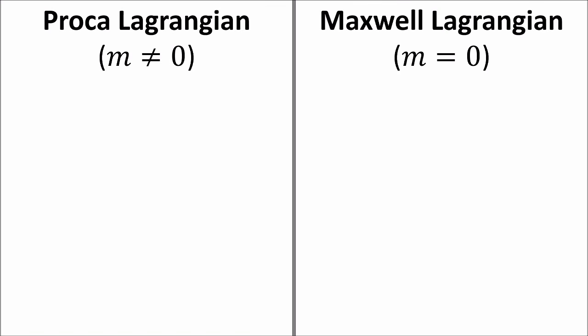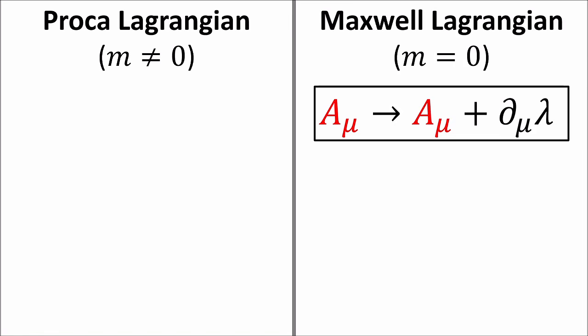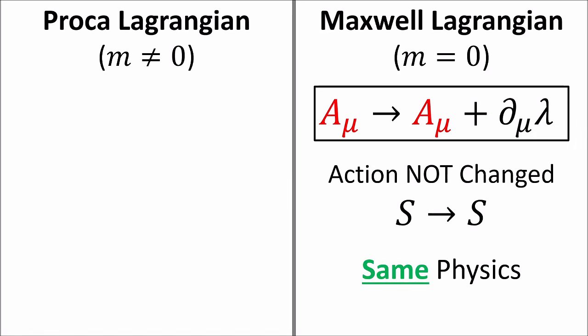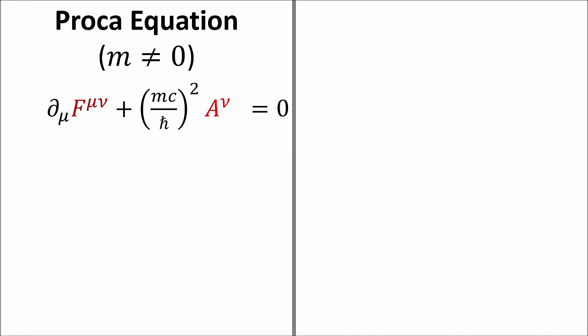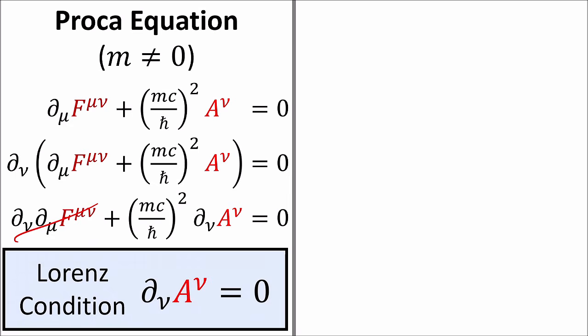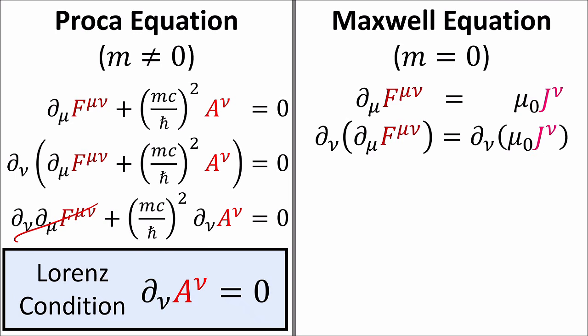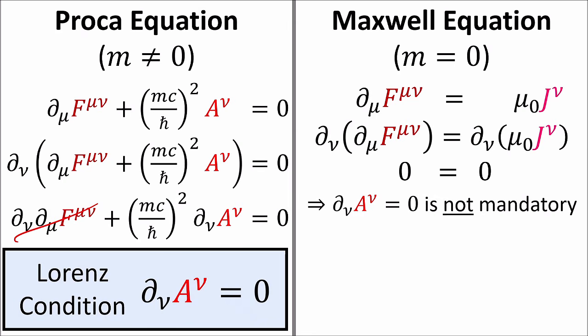So this is a fundamental difference between the Proca and Maxwell Lagrangians. With the Maxwell Lagrangian, we can do these gauge transformations on the field A and still get the same physics. But this is not true for the Proca case. This is a subtle but important difference between the Proca and Maxwell fields. For example, we saw that with Proca fields, the Lorenz condition is a mandatory property. But for Maxwell fields, the Lorenz condition is not automatically true.